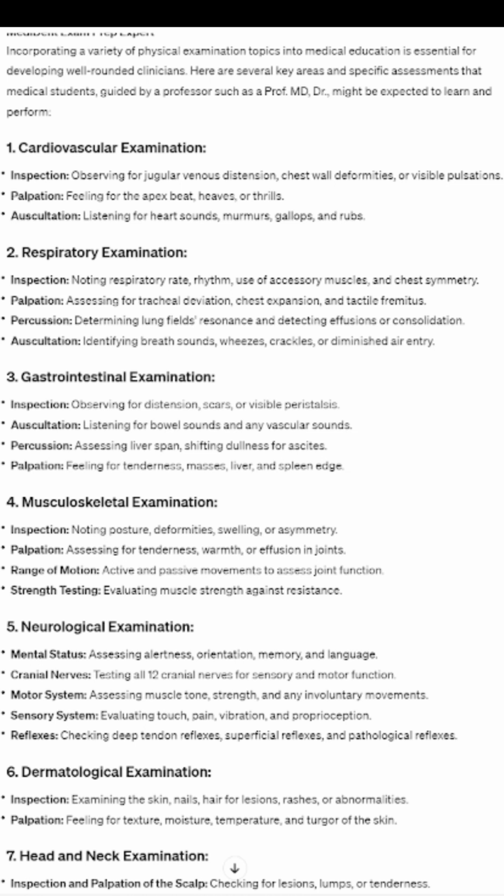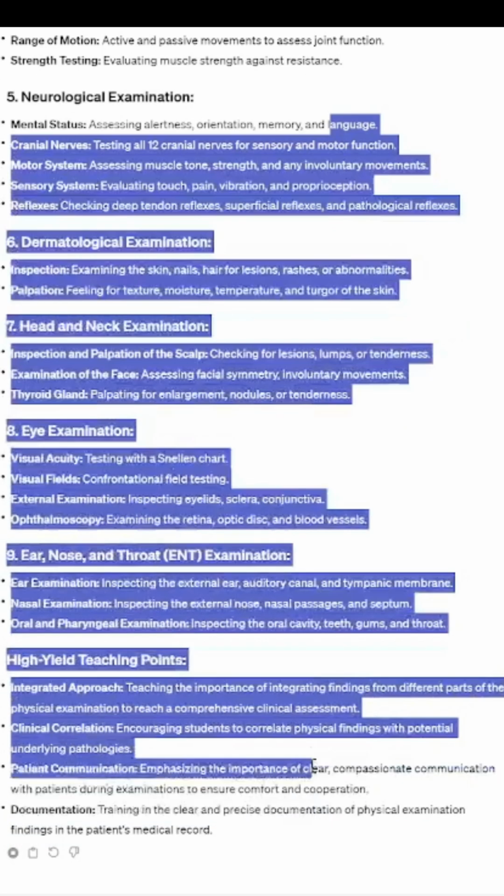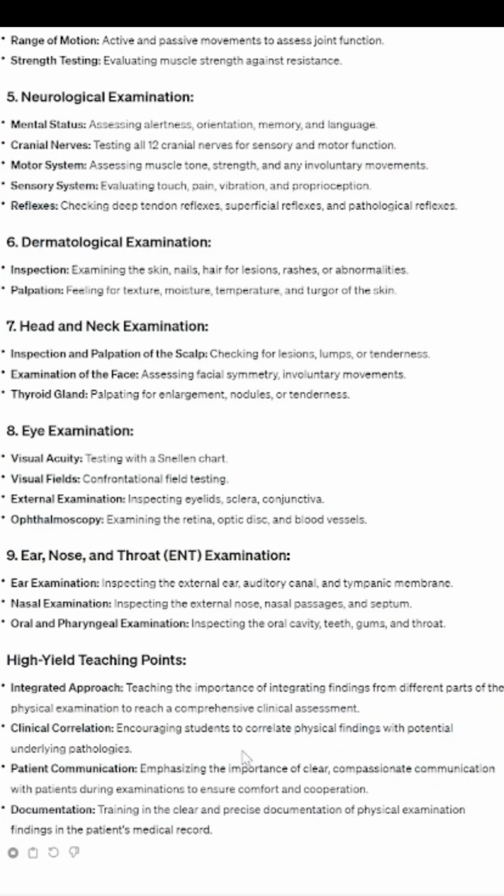4. Musculoskeletal examination. Inspection: noting posture, deformities, swelling, or asymmetry. Palpation: assessing for tenderness, warmth, or effusion in joints. Range of motion: active and passive movements to assess joint function. Strength testing: evaluating muscle strength against resistance.